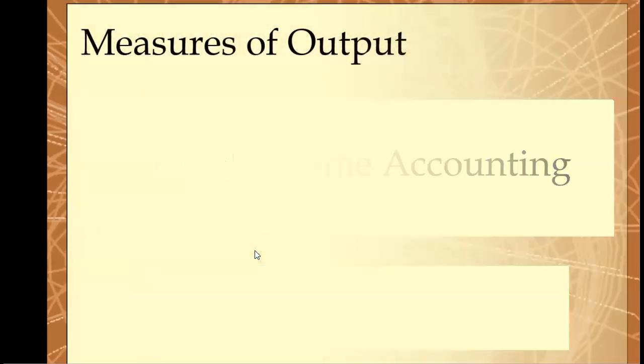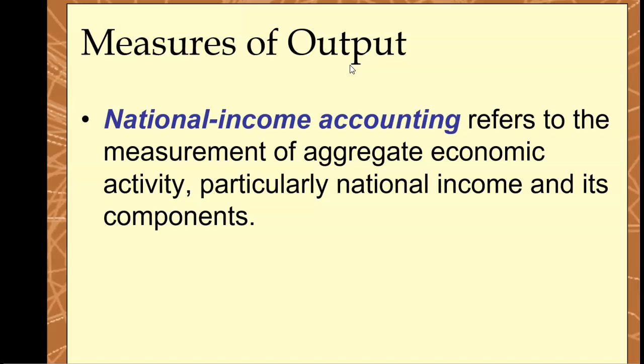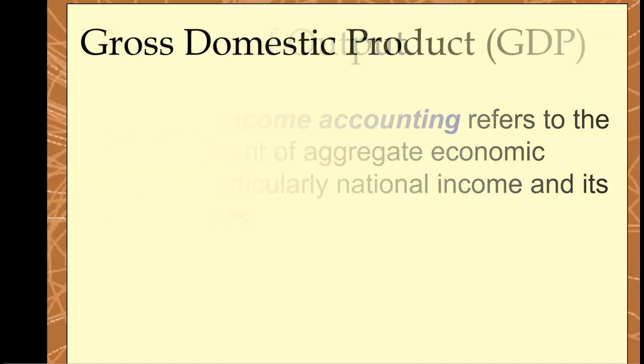So, with that being said, in a previous video, I kind of gave you an idea of how we measure the economy. And basically, we have to focus on something that can represent economic activity, and that something is output. So national income accounting simply refers to measuring economic activity, aggregate economic activity. And in particular, the activity is going to be production, output.